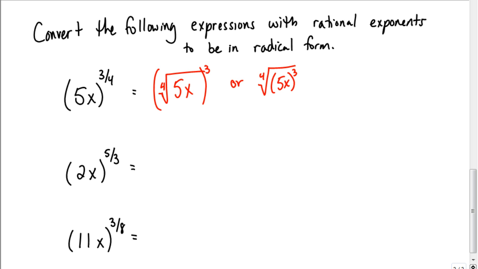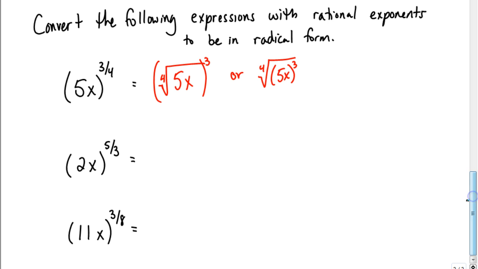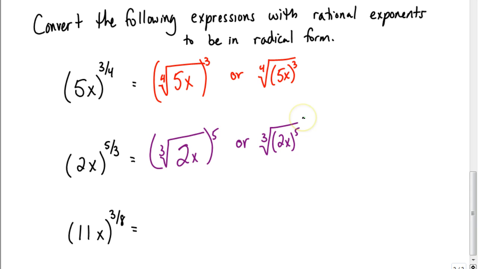So let's look at another one. Here we have 2x being raised to the 5/3 power. So again, our root here would be the third root. Our exponent would be the 5. So to write this, we would have the third root, and then we could write it like this with the 2x being raised to the 5th power. Or you could write it like this, where we have the 2x in the parentheses inside the root with being raised to the 5th power.